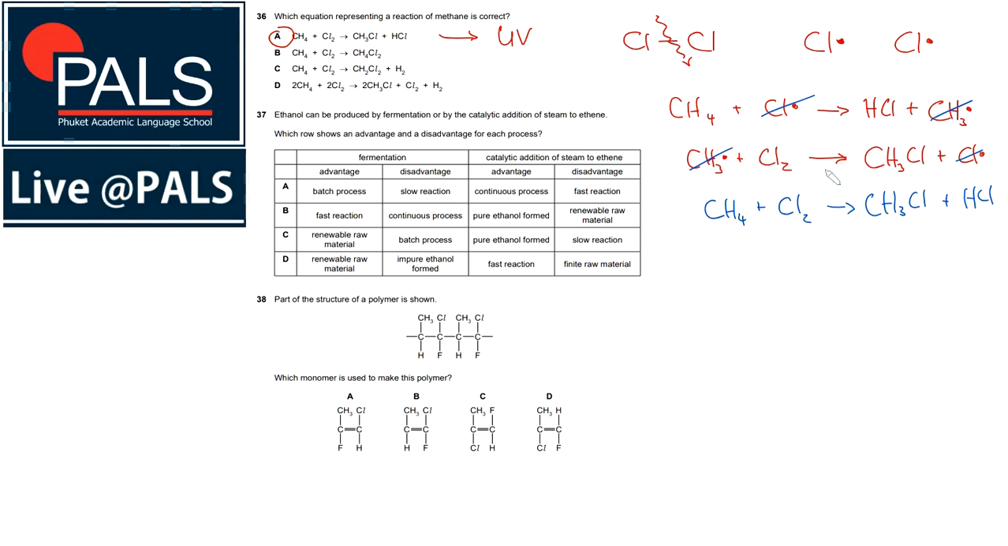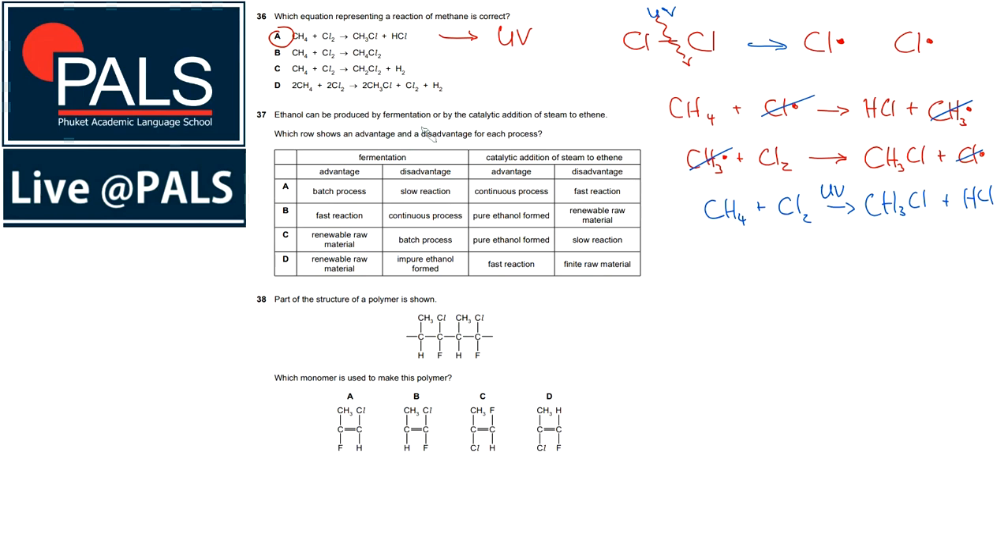And again, we need UV light for this to happen, for the initiation step, breaking apart the chlorine molecules to produce our first radicals. So 37.